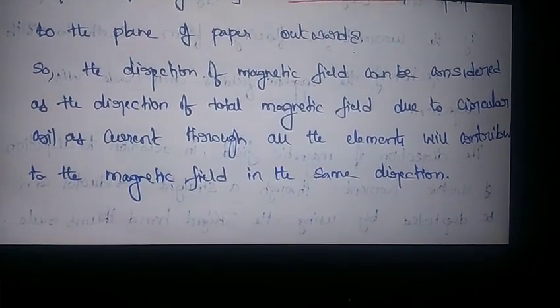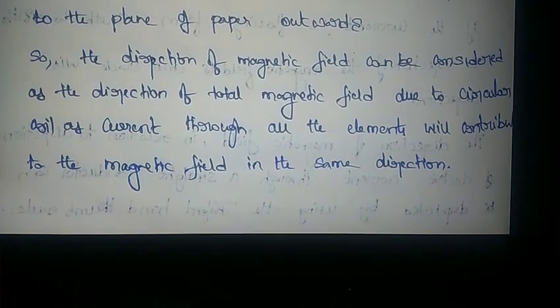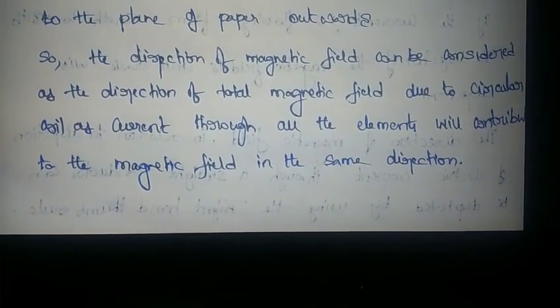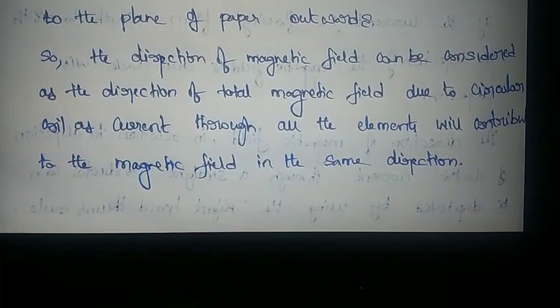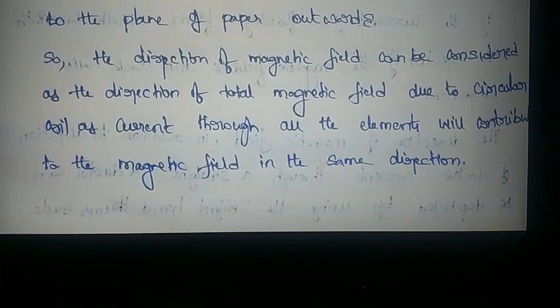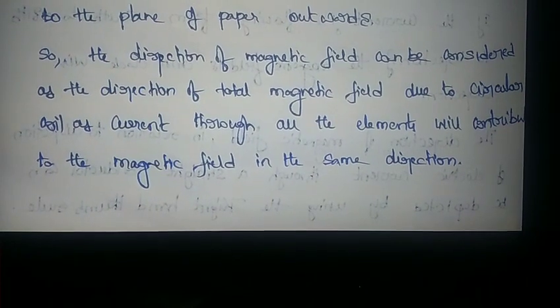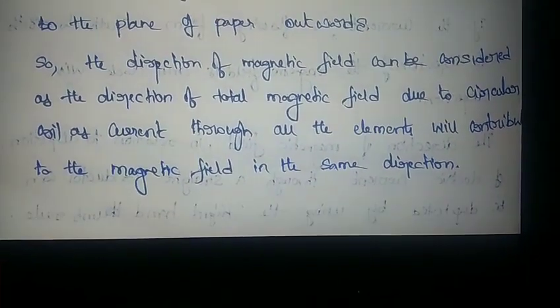So whether the current passes in the clockwise or anti-clockwise direction, the direction of the total magnetic field due to a circular loop coil will contribute in the same direction. Do you understand? So this is the main example of the magnetic field due to a circular coil carrying current. Okay.